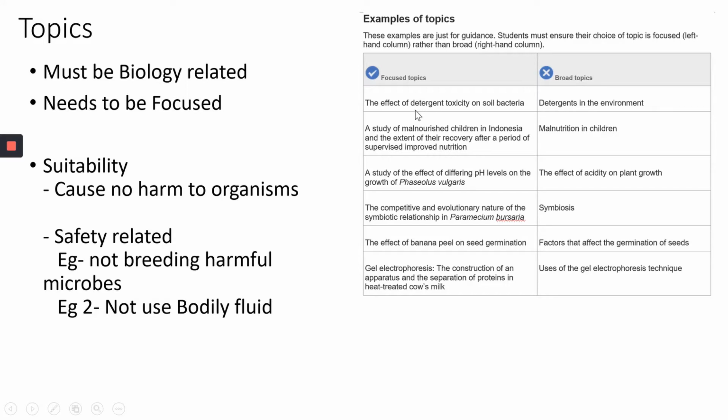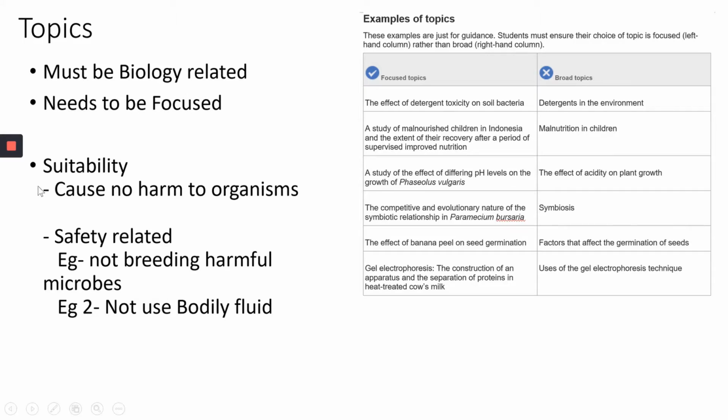For example, talk about detergent toxicity in soil bacteria. So they just focus on the soil bacteria in terms of the environment. So you need to be more focused and narrow down your topics. Then you can cover the scope of your study within 4,000 words.